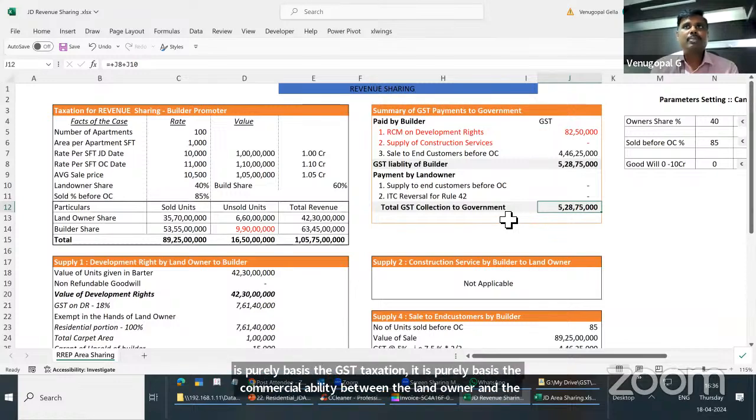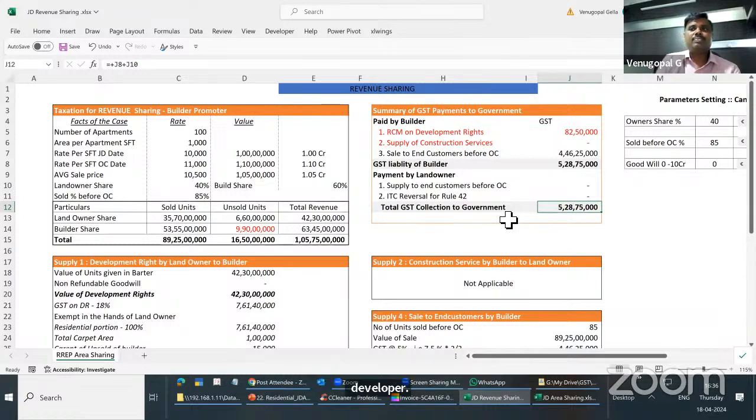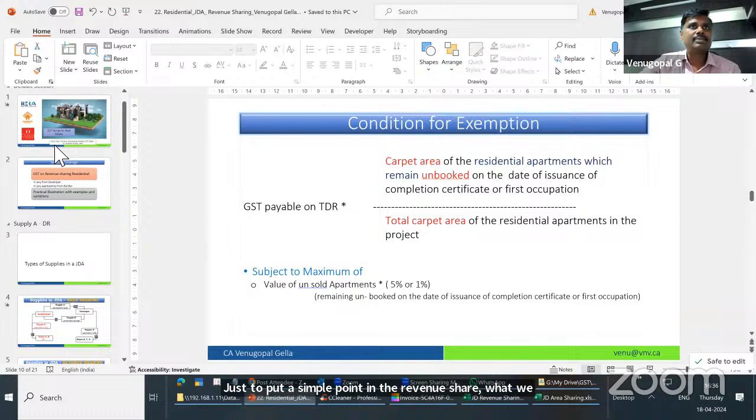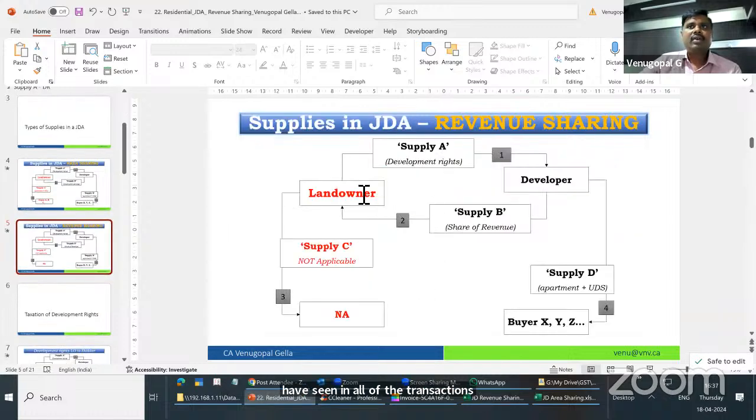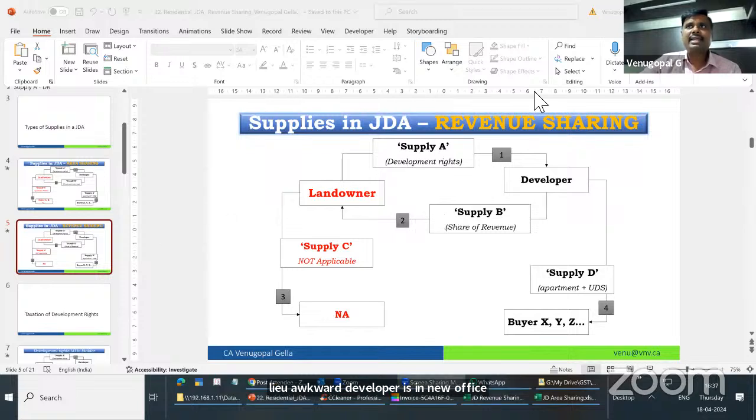Just to put a simple point, in the revenue share, in all of the transactions we have seen, the development rights are sold to the developer, and in lieu of it, the developer is paying consideration to the landowner in the name of revenue.